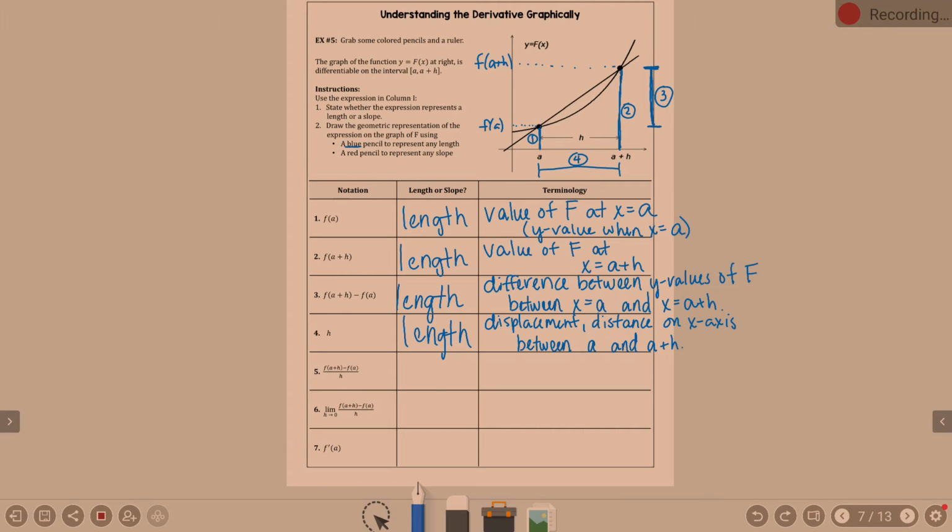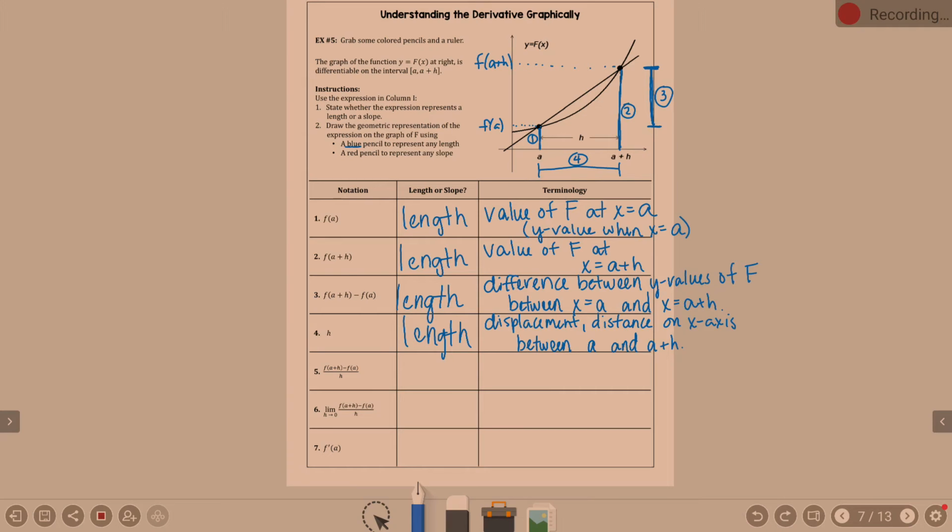Number 5, f of A plus H minus f of A all over H. What are your thoughts? Slope? Do I dare ask why? Okay, it looks like one of our equations for slope. Valid answer. Okay, go back to algebra, when we did slope. Slope is the what? Something over something, rise over run. We're doing y minus y over x minus x, right? We call it a rate of change.